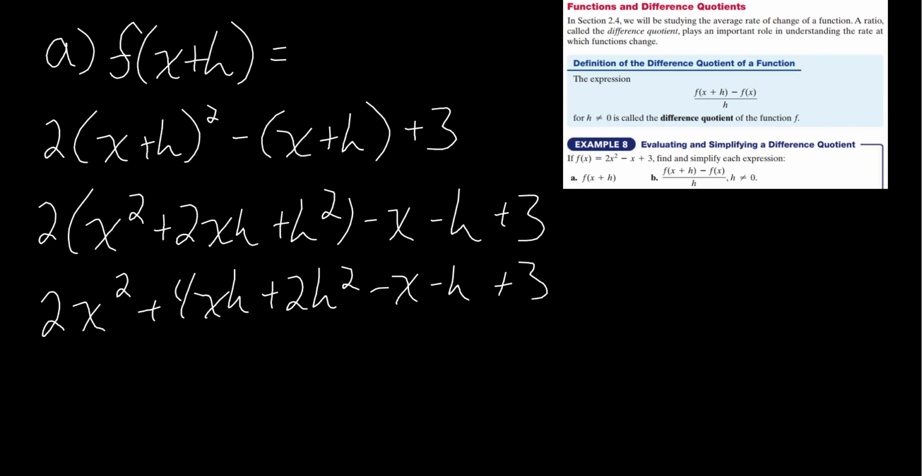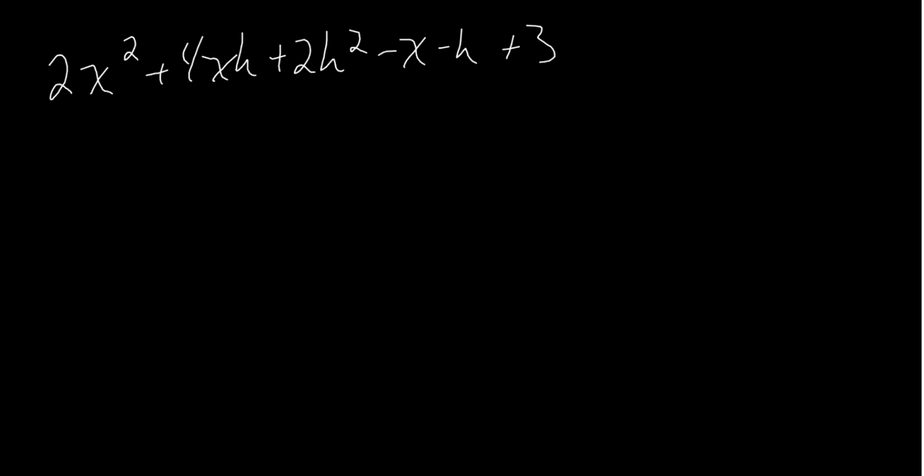So that is f of x plus h, and that's part A. Now, B is wanting us to find the difference quotient. Notice the difference quotient is f of x plus h minus f of x, and then divided by h. Well, we already found f of x plus h, so realistically, we already found the hard part. So let me snip this and put it on the next page. Okay, so again, this is f of x plus h.